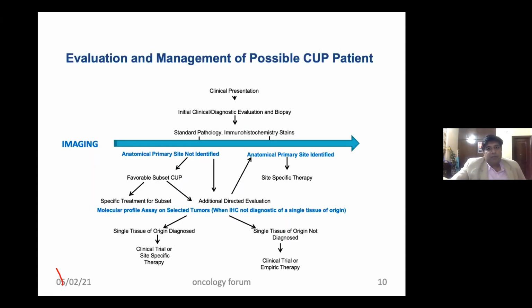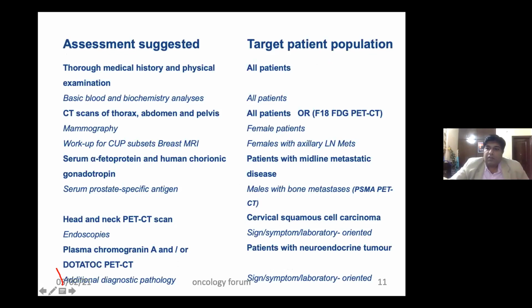Evaluation and management of a possible CUPS patient. Imaging has a major role in finding the anatomical primary site. If the primary site is identified, we can give very site-specific therapy. And as we discussed earlier, prognosis is better.